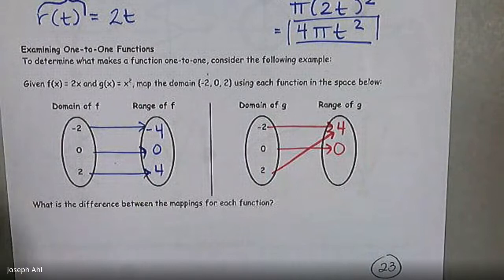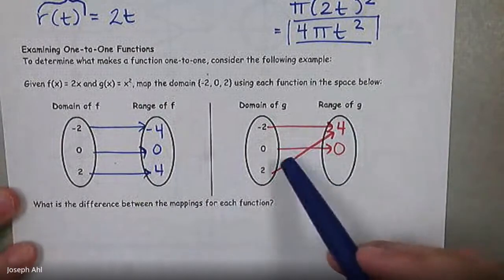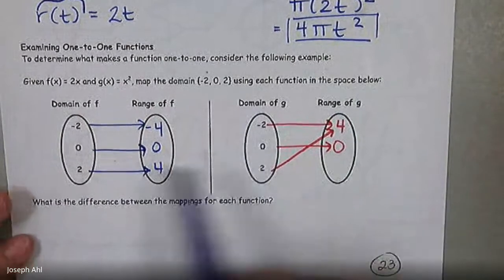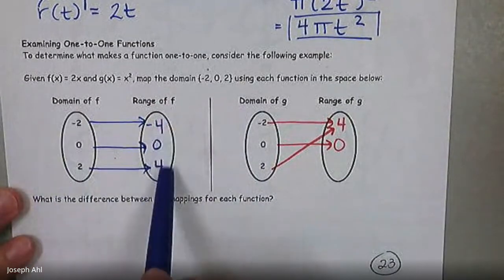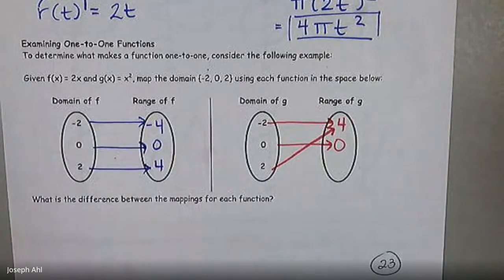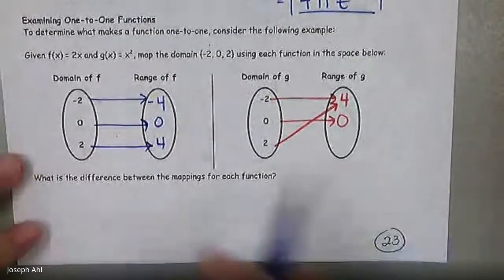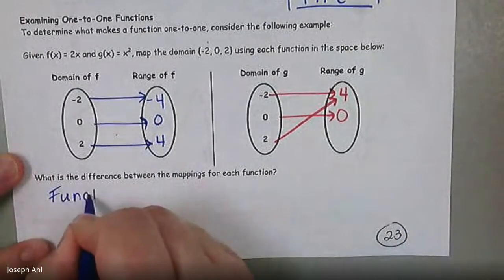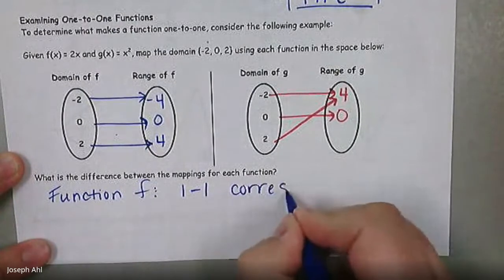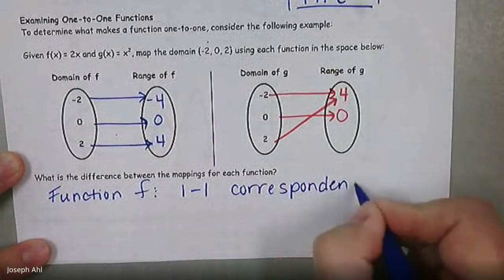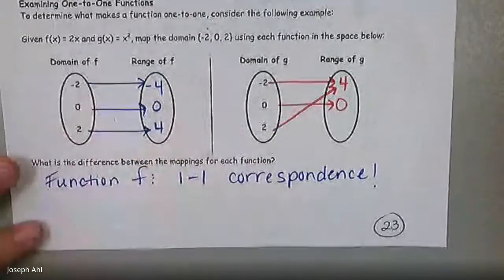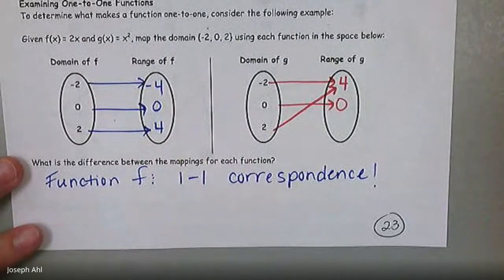So what is the difference? I'm hoping it's pretty obvious now that we've drawn these mappings. Right here, we have an output that belongs to 2 different inputs. Whereas here, every single input had a unique output, and every single output has a unique input. So what I would say is that in the first case, for function f, there is what we call a one-to-one correspondence. Right? Every domain value has a unique range value, and vice versa. Every range value has a unique domain value that it corresponds with.